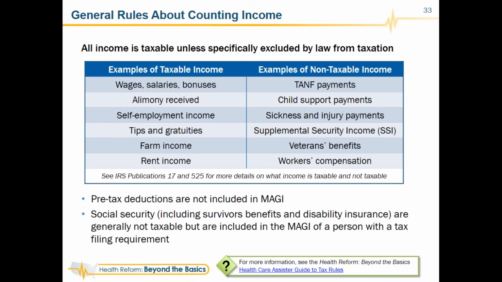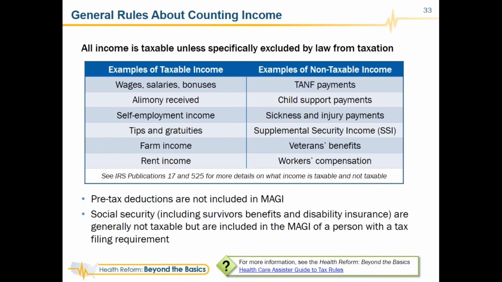Examples of non-taxable income would be things like TANF payments, child support payments, sickness pay, SSI, veterans benefits, workers' comp. None of those are considered taxable income. There's a lot more information from the IRS about what income is taxable and not. You can see publication 17 and 525 for more information if you have specific kinds of income that are not included in this list.